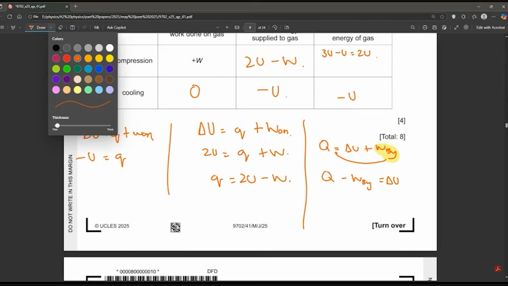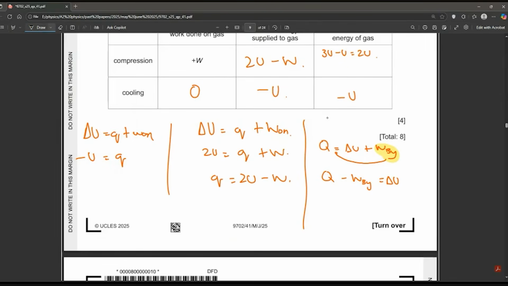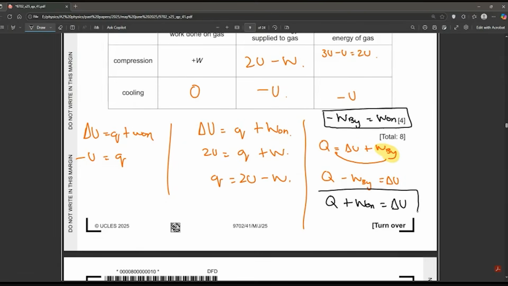From past experiences, we have studied that negative of work done by the gas is equal to work done on the gas. So this negative of work done by the gas can be replaced by work done on the gas is equal to your change in internal energy. This is your second equation of thermodynamics. This is the first way to write thermodynamics.